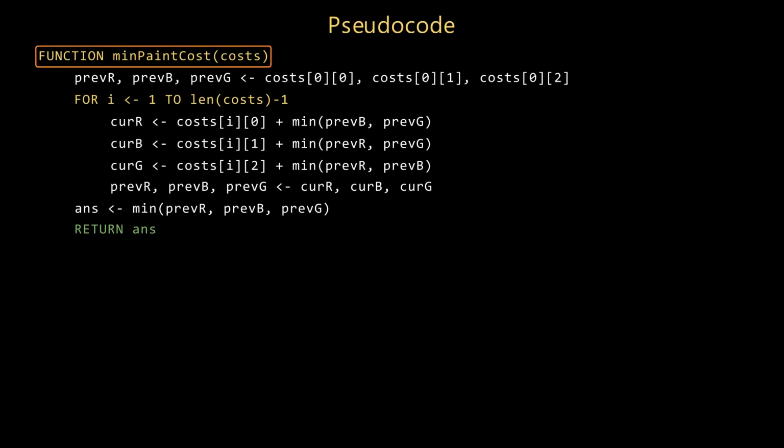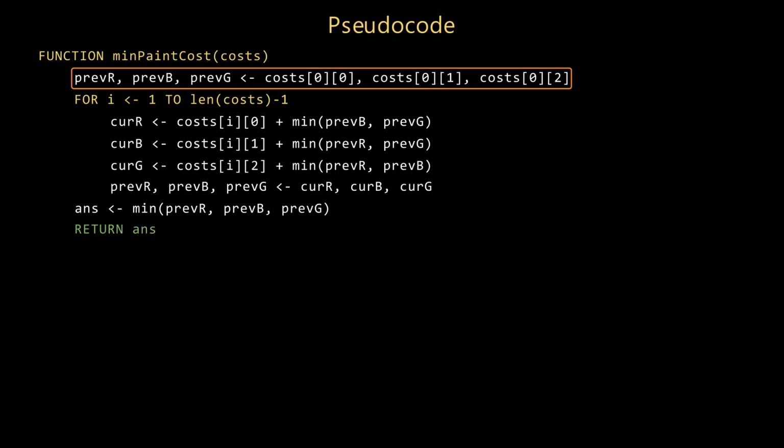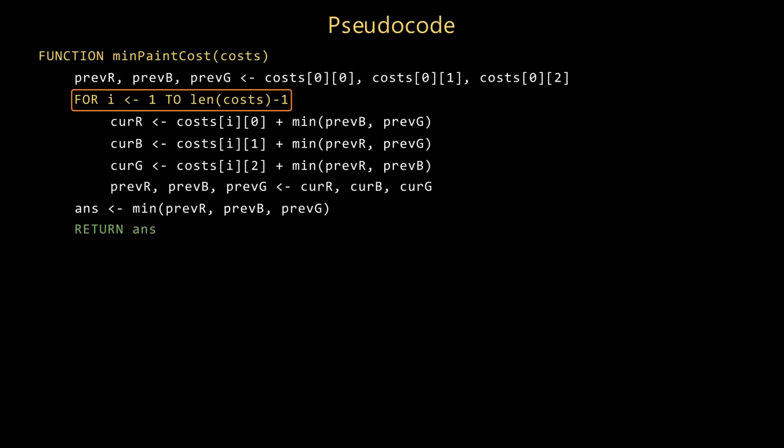Define the function that returns the minimum paint cost. Initialize previous row totals from the first house costs. Loop houses from index 1 to the last index. Compute current red using the cheaper previous blue or green path. Compute current blue using the cheaper previous red or green path.